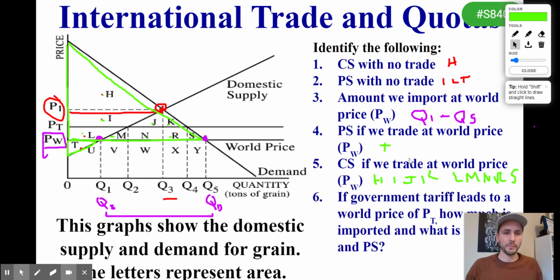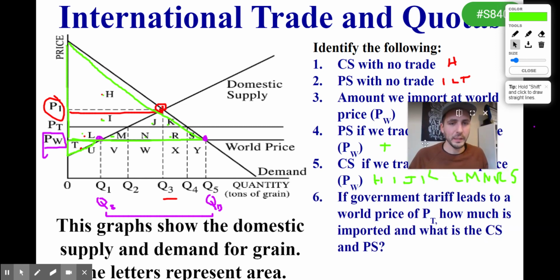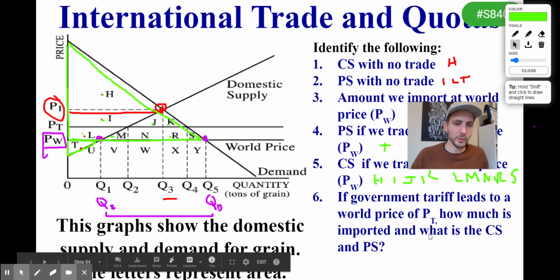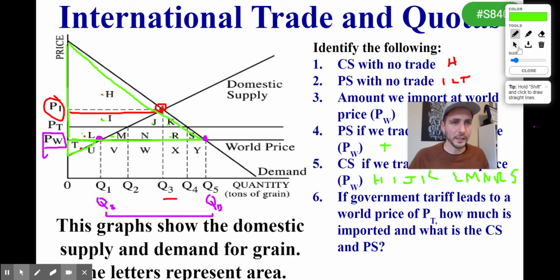Giant consumer surplus. If the government tariff leads to a world price of PT, how much is imported? What is consumer surplus and producer surplus? So it's saying our new price is PT. So PT is now my functional price. This becomes my price. My consumer surplus is going to be below demand, above price. So it's going to be H, I, J, and K. My producer surplus is going to be above supply, below price. So it's going to be T and L.